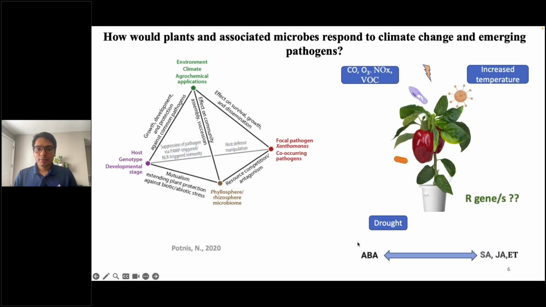Under abiotic stress, as we know, the various ABA pathways are induced. And when there is biotic stress, or stress from the pathogen, there is an induction of the salicylic acid, jasmonic acid, or ethylene pathways. And we know there is always a trade-off between these two pathways. So one area that has been understudied is when there is a combination of both biotic and abiotic stress: how does it influence overall plant health, and how does the phyllosphere microbiome respond to these changes?